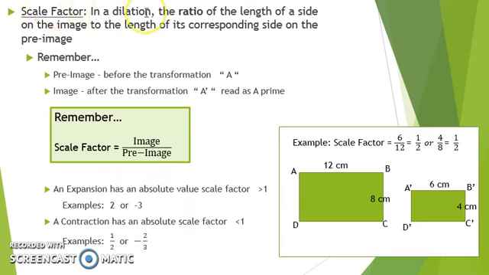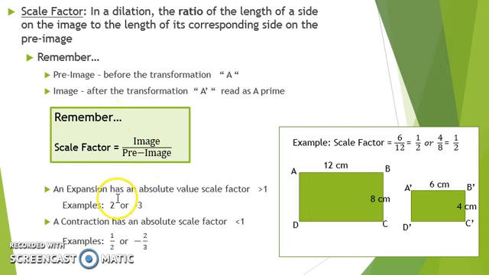Scale factor in a dilation is the ratio of the length of a side of the image to the length of its corresponding side on the preimage. Remember, preimage is before the transformation. The image is after the transformation. And in this unit, we were talking about dilations. So a figure with a vertex point A in the preimage would have its corresponding point on the image be A prime. And that's how we read that little A with the little apostrophe there. We read that A prime. So again, the scale factor is image over preimage.